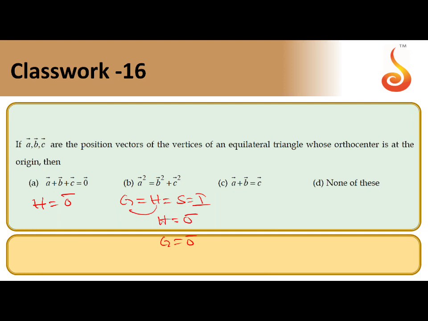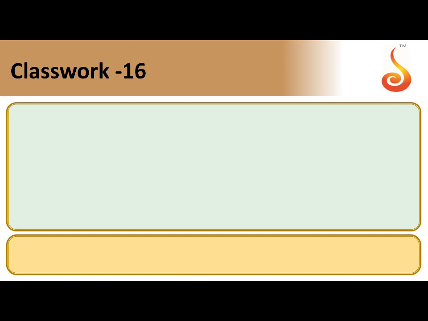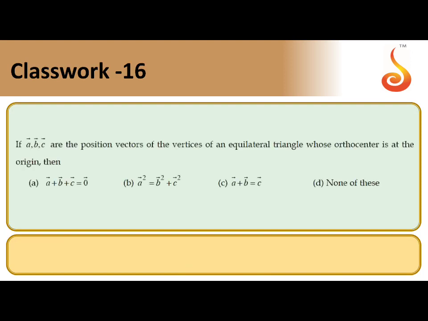So G is nothing but what is called the centroid of a triangle: A bar plus B bar plus C bar by 3. So that means A bar plus B bar plus C bar by 3 equals O bar. The centroid of a triangle is A bar plus B bar plus C bar by 3. So now here A bar plus B bar plus C bar by 3 equals 0. Cross multiply, that gives A bar plus B bar plus C bar equals 0. Check the answer. A bar plus B bar plus C bar equals 0. So option A is the right answer.